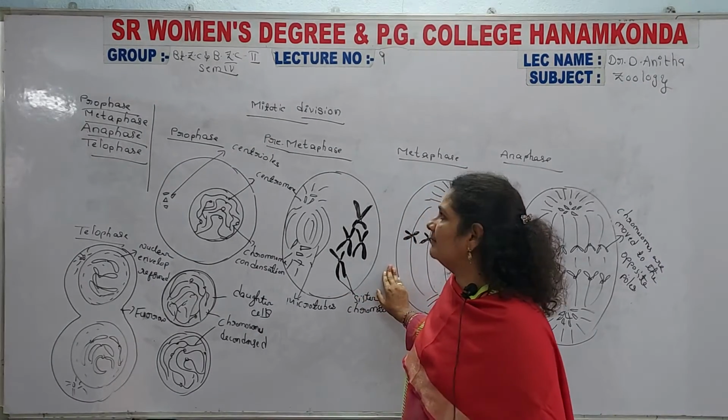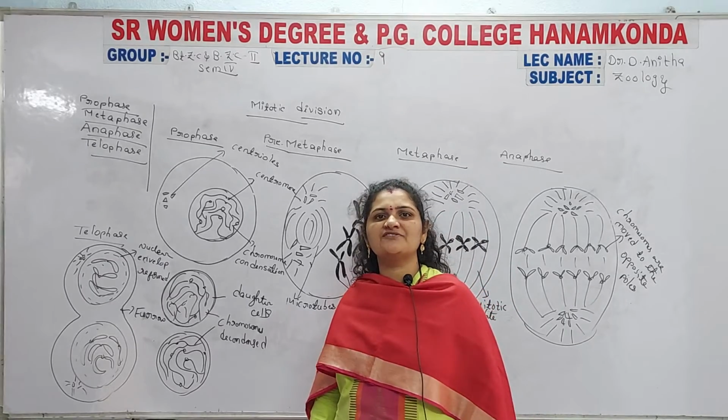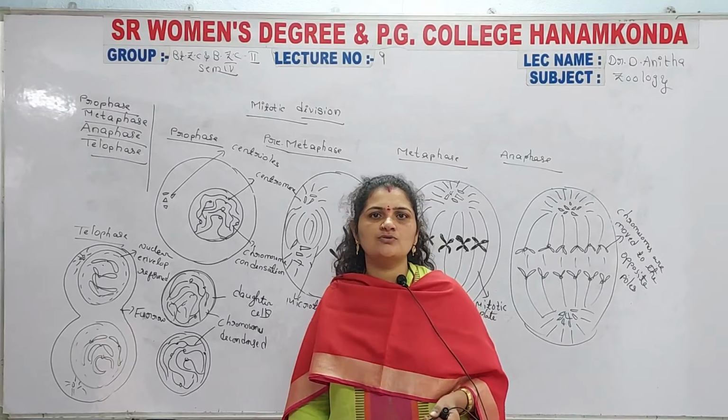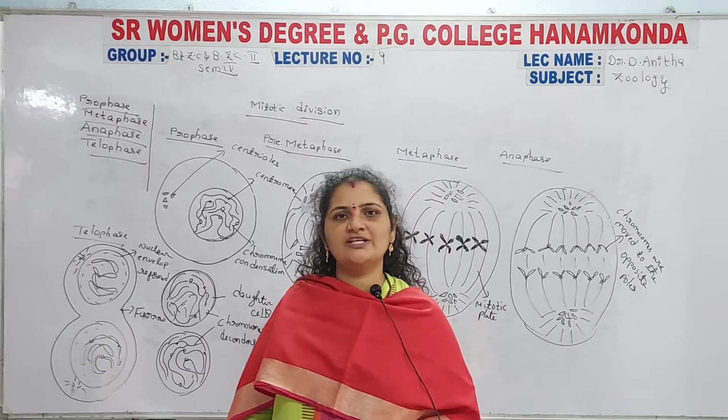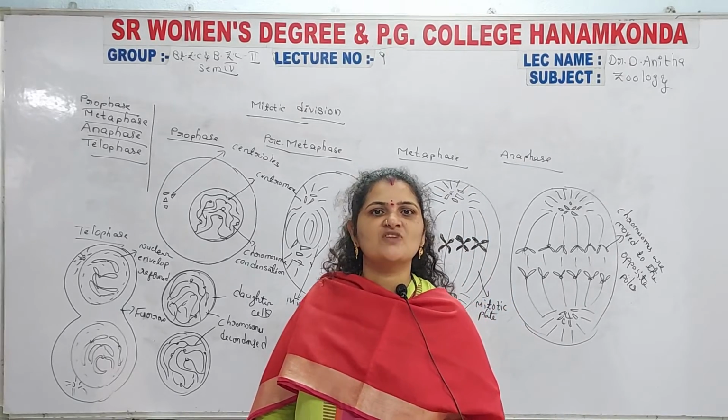So this is the mitotic division mainly. In interphase, the previous changes occur for the commencement of mitotic division. Those take place inside the interphase. After completion of that, the G1 phase, S phase and the G2 phase occur one by one.